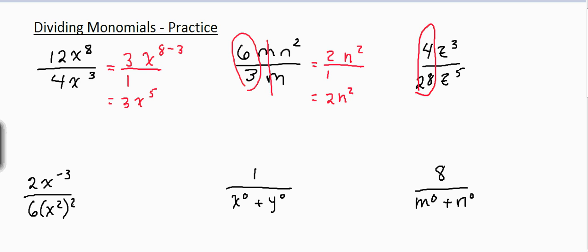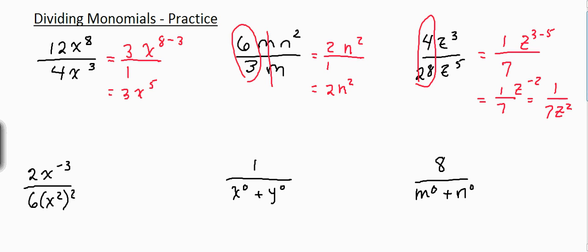Here I have 4 over 28, which equals 1 over 7. And then I have z, 3 minus 5. So simplify, I get 1 over 7, z to the negative 2, and get rid of the negative exponent. So I have 1 over 7 z squared.